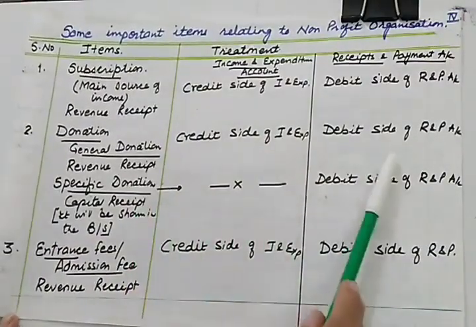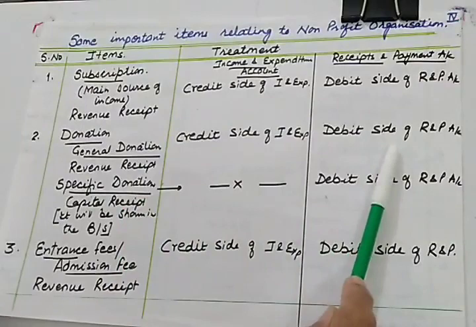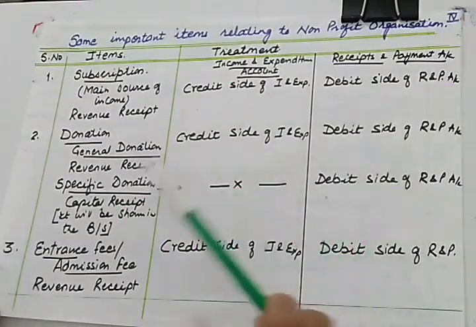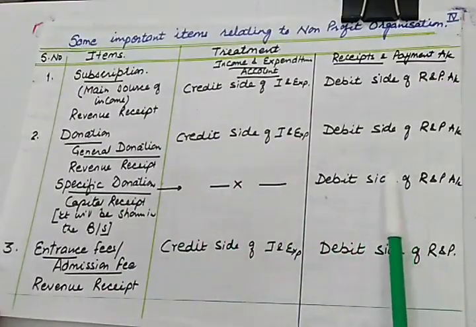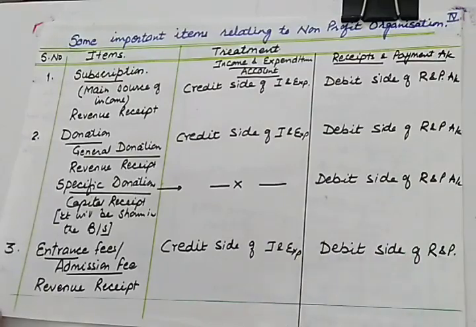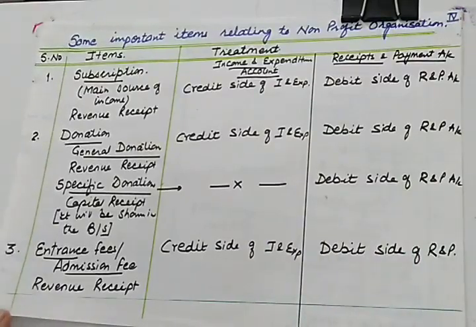But whether the donation is general or specific, both types of donation will be shown in receipts and payment account.